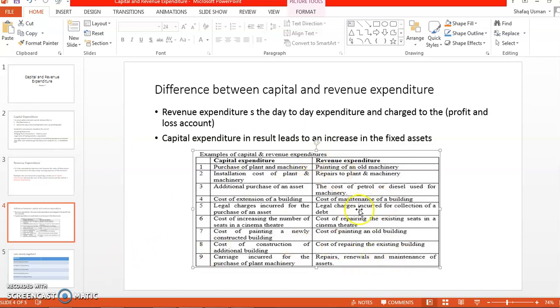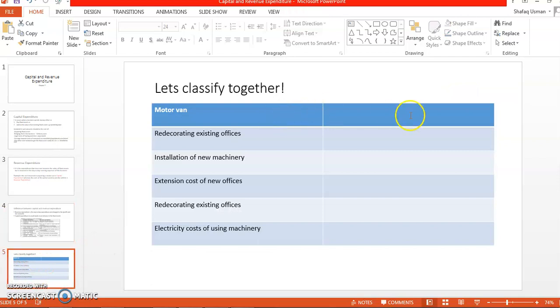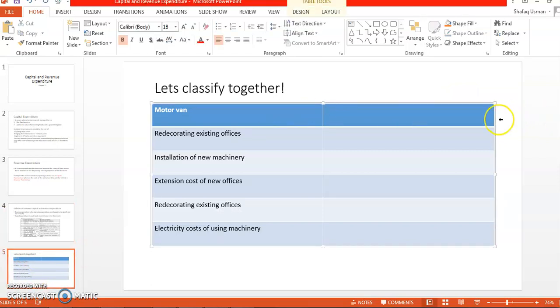These were a few of the examples that you can go through again in order to clarify your concepts on capital expenditure and revenue expenditure. Now, let's quickly do this activity together. So, motor van, you're buying a motor van. This would be your capital expenditure. Redecorating existing offices. Are you decorating your new offices? No, we are redecorating existing offices. So, this is revenue expenditure. Installation of new machinery. The word new should give you the hint. So, it means anything new has to go with the capital expenditure.